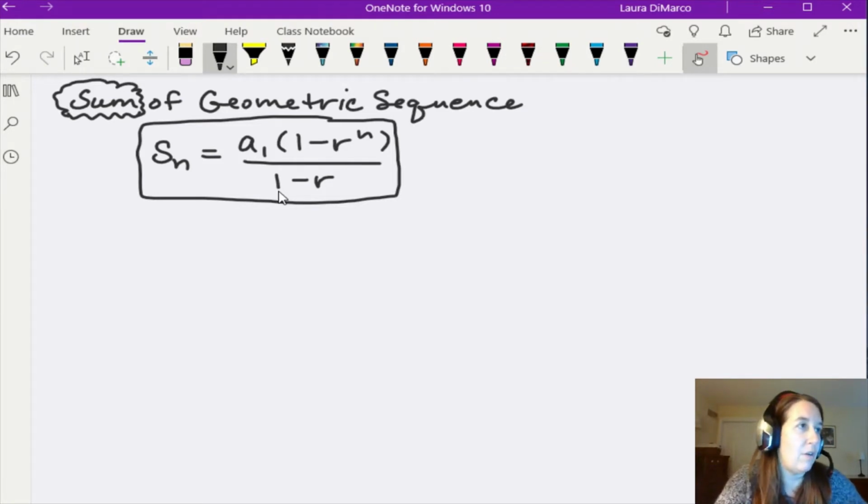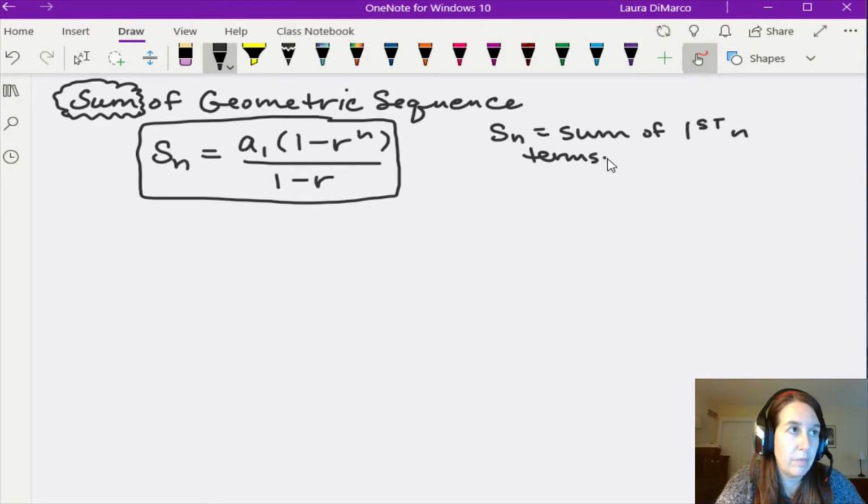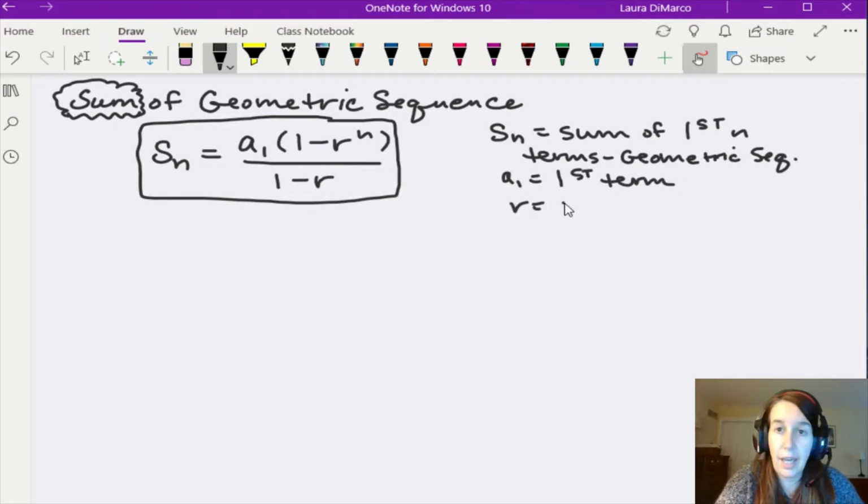Okay, so we know all the things in this formula, I think, but let's just write down a few. S sub n is the sum of the first n terms in a geometric sequence. And then, of course, a sub 1 is the first term. r is that common ratio. And n is the number of terms.